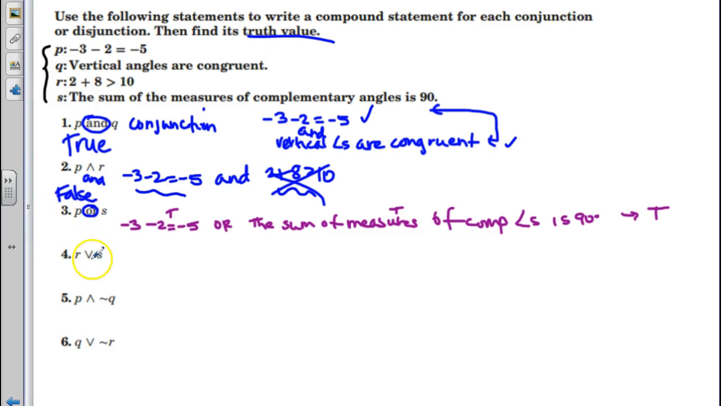All right, this symbol also means or. So 2 plus 8 is greater than 10, or the sum of the measures of complementary angles is 90.